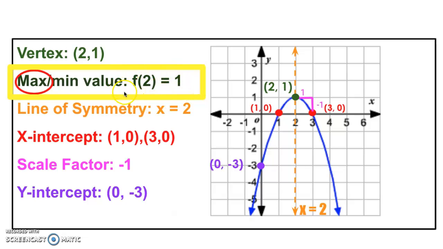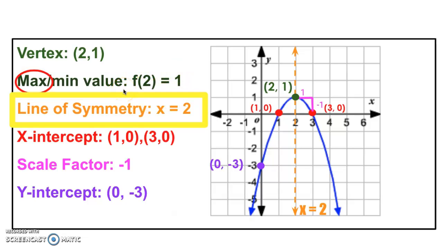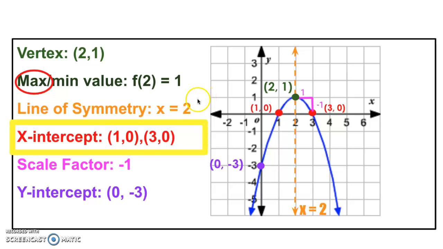function notation. The next one is the line of symmetry. That's the line that cuts the parabola in half. That happens when x is equal to 2, so we're going to write an equation for that orange dotted line like this. X is equal to 2. The next one are the x-intercepts, or the roots, or the zeros. Those are the points where the parabola crosses the x-axis, and that happens at this point, which is labeled as 1, 0, and this point, which is 3, 0.